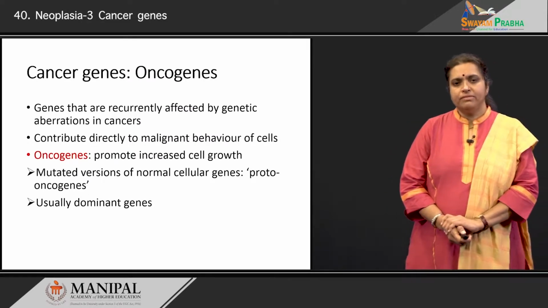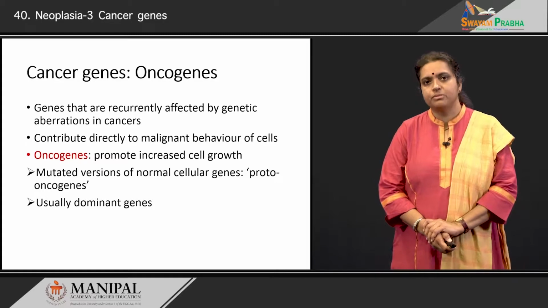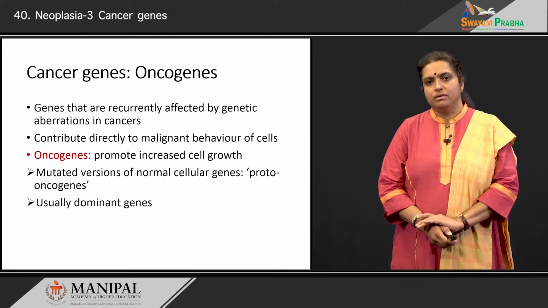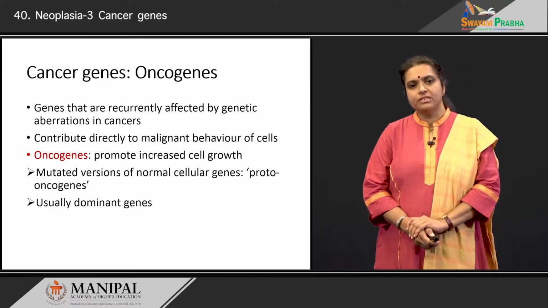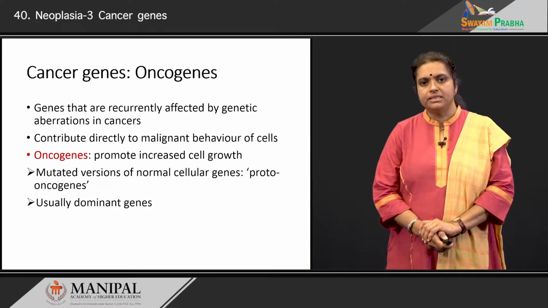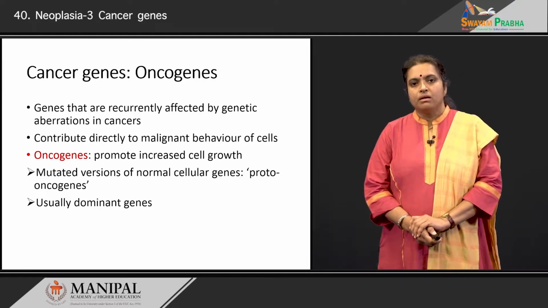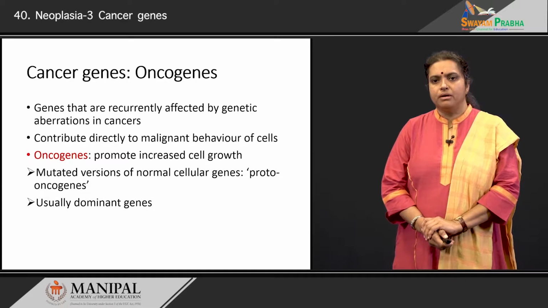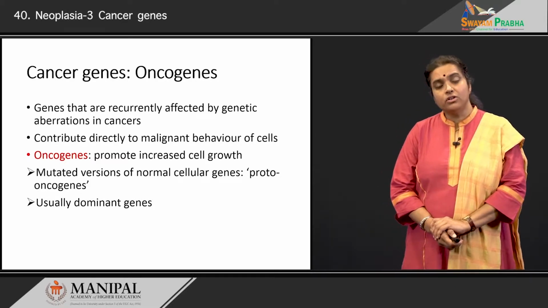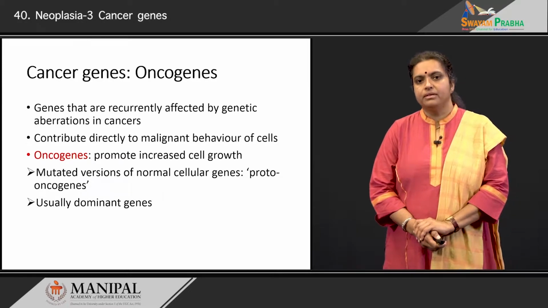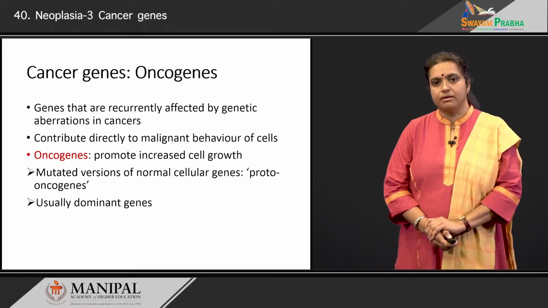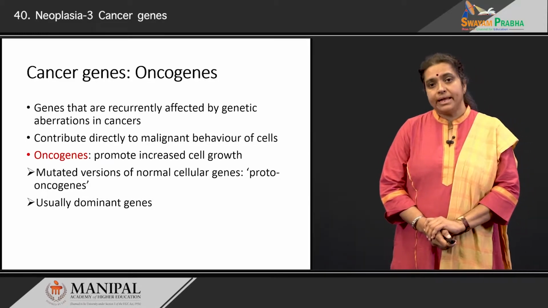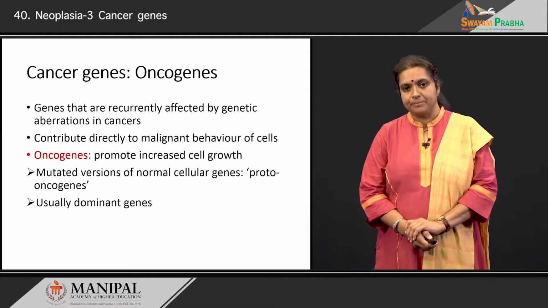Okay, we will set aside the inherited cancer syndromes for a while and talk about the normal cancer driving genes. First we will come to the first class of these genes, the oncogenes. As I already mentioned, these are genes that are recurrently affected by genetic aberrations in cancers. Oncogenes are commonly affected in cancers, and that is why they are the main class of cancer causing genes. These contribute directly to the malignant behavior of cells.